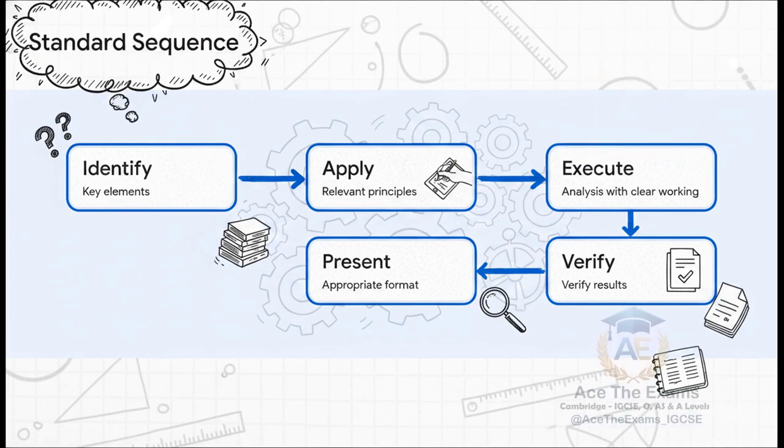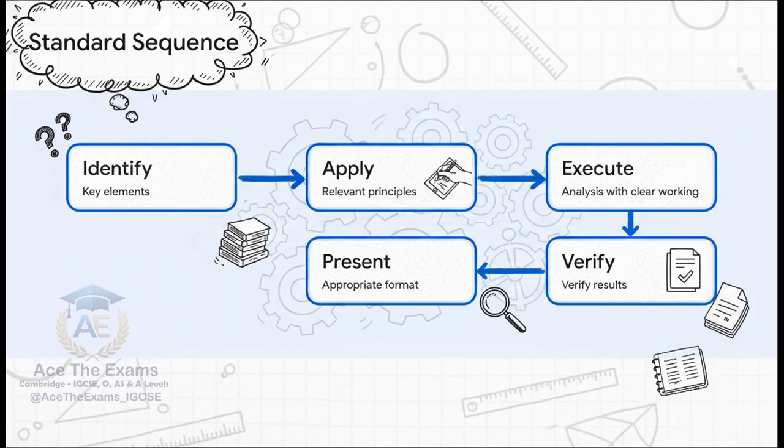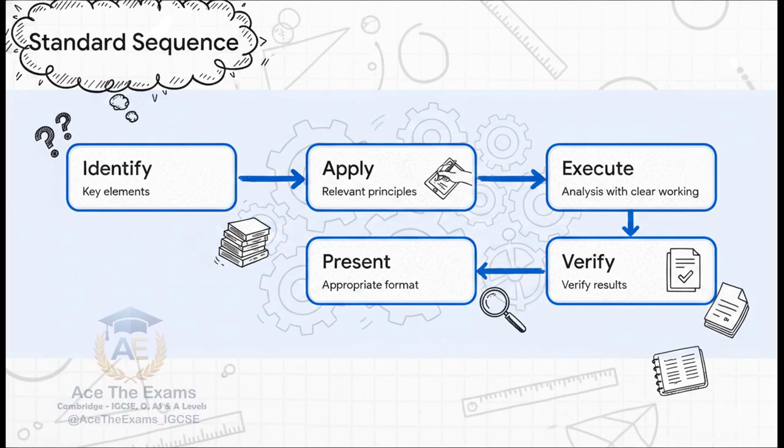Point, evidence, explanation, link. This perfectly maps to the standardized sequence on your screen. Identify the key elements, apply relevant principles, execute analysis with clear working, verify results, and present in format. In an Afrikaans essay, clear working means using the Peel matrix and transitional phrases to show exactly how your ideas link together, rather than leaving the examiner guessing. If you make this welding sequence a habit, your essay will be virtually indestructible.